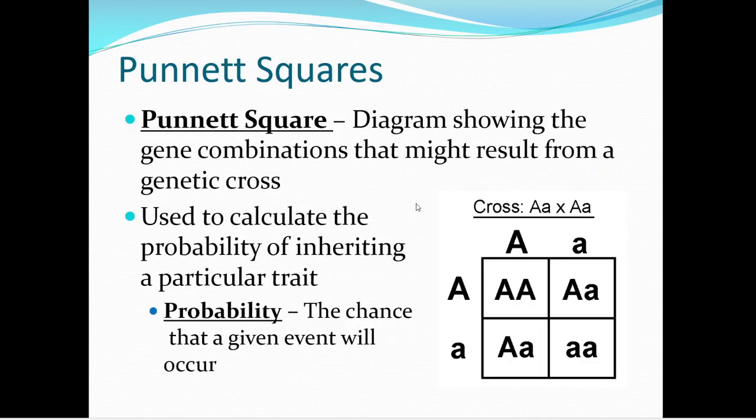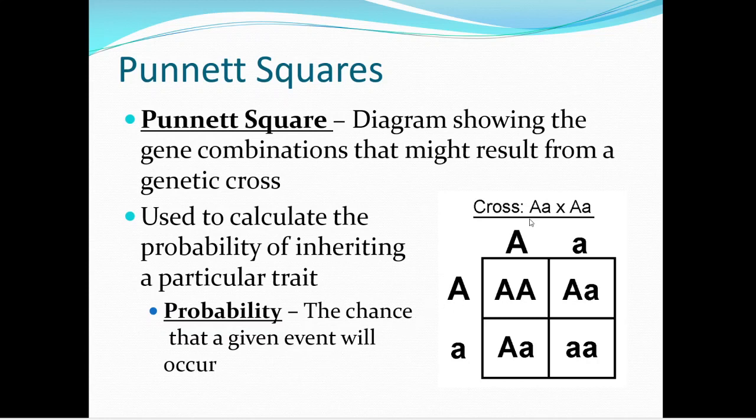Now let's look at our Punnett squares. So this is what Mendel kind of designed, coming out to figure out what kind of genotypes and phenotypes would come out of a cross. And we actually do use this. I actually used this when I did research in genetics. We use it all the time. So you can see it's a diagram showing the gene combinations that might result from a genetic cross and used to calculate the probability of inheriting a particular trait. Remember, probability is the chance that a given event will occur.